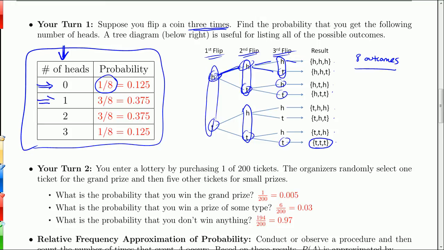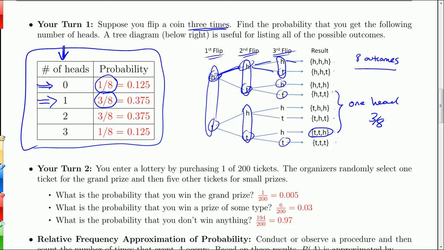Move on to the next one. The probability of getting 1 head. Well, that happens in a few different places. There's this head, tail, tail, tail, head, tail. That's 1 head, and tail, tail, head. Each one of these has 1 head. So the probability of getting 1 head is 3 out of 8. And that's where this comes from over here.